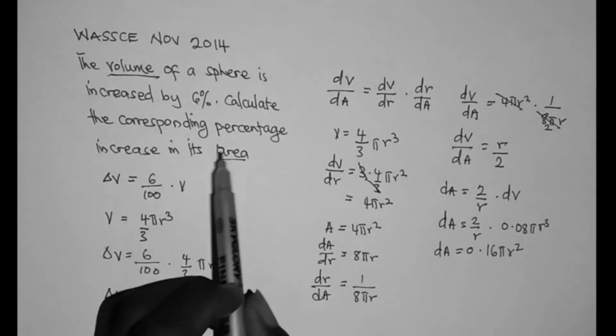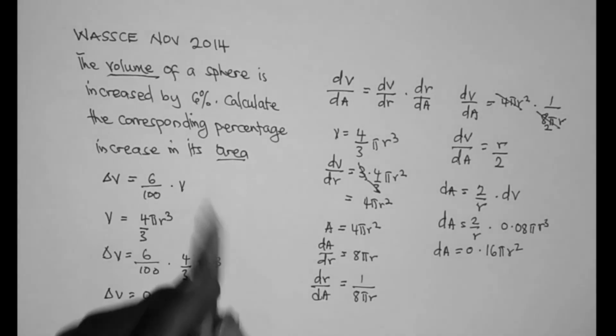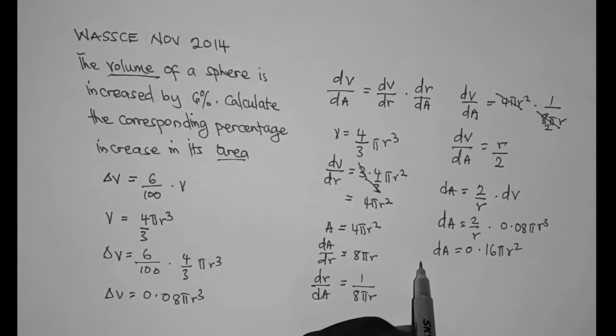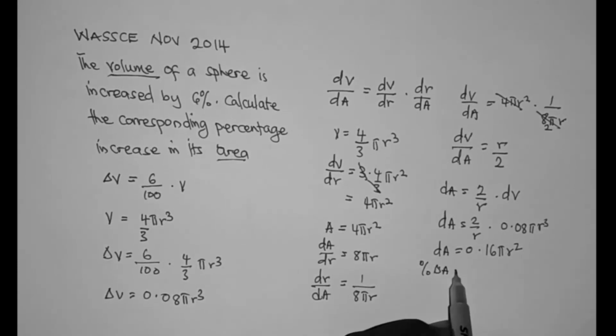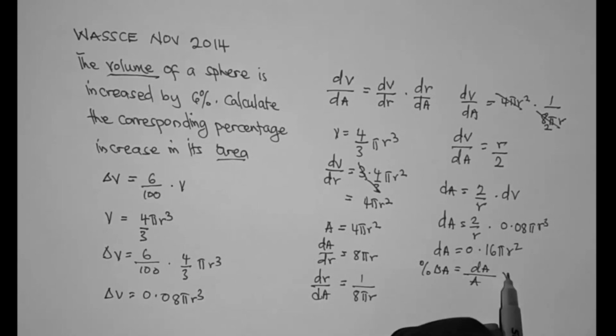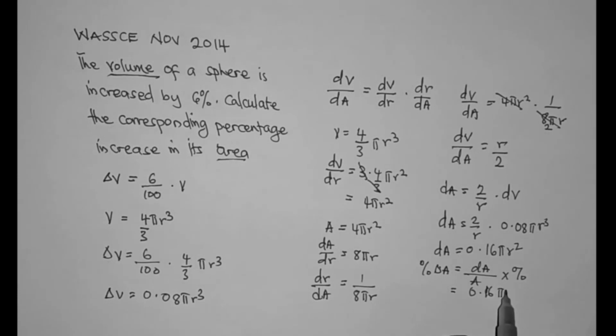But the question says we should find the percentage increase in the area. The percentage increase in area is equal to delta A over the original area times 100%. So this is equal to 0.16 pi R squared over the area of a sphere, which is given as 4 pi R squared, times 100%.